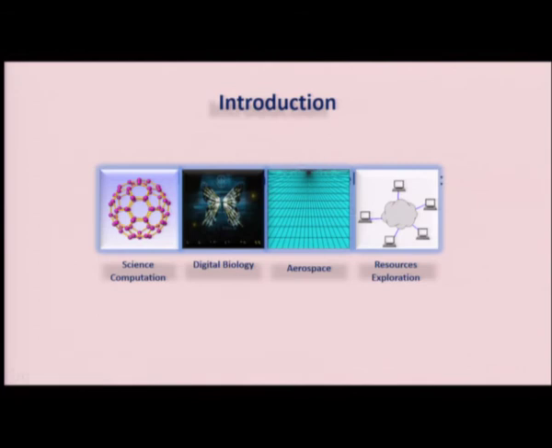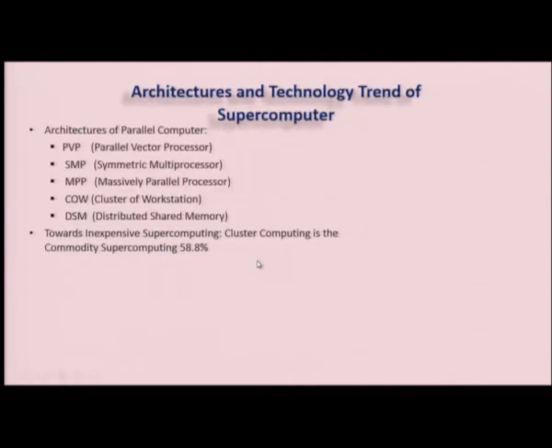We are talking about fantastic applications in aerospace, and we have been worried about many architectures simultaneously operating, not necessarily uniform architecture, many architectures: parallel vector processor, symmetric multiprocessor, massively parallel processor, cluster of workstation, distributed shared memory. Towards inexpensive supercomputing, we need to have a cluster. Supercomputing was a fantastic idea, we can make it faster, faster, faster, but cluster computing is no less, provided we have that programming capability. It is a choice we have.